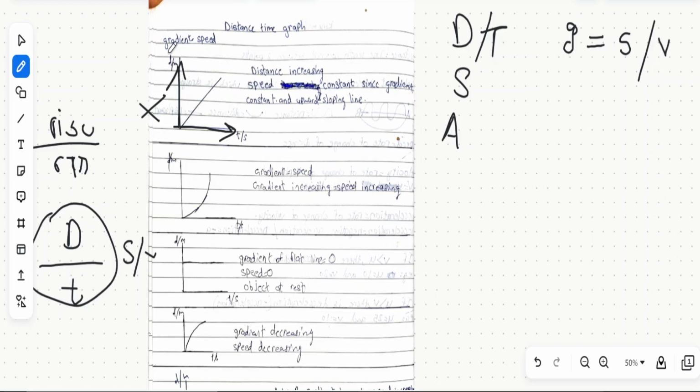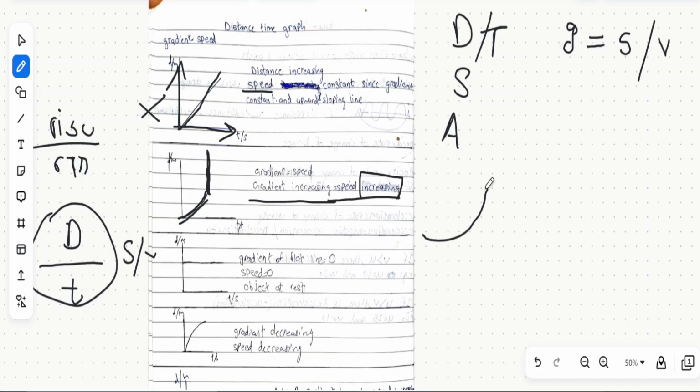In the case of my distance-time graph, moving like this straight line, my gradient is constant. Since my gradient is constant, my speed would therefore be constant. In this case, my gradient is increasing. You can see that this line at the very bottom is a slope, but as you go up, the line is becoming straighter. The more straight the line becomes, the steeper the gradient becomes. And when the gradient is steeper, the speed is also increasing.